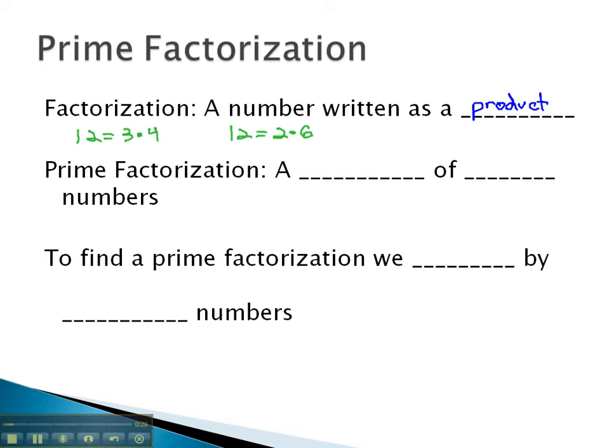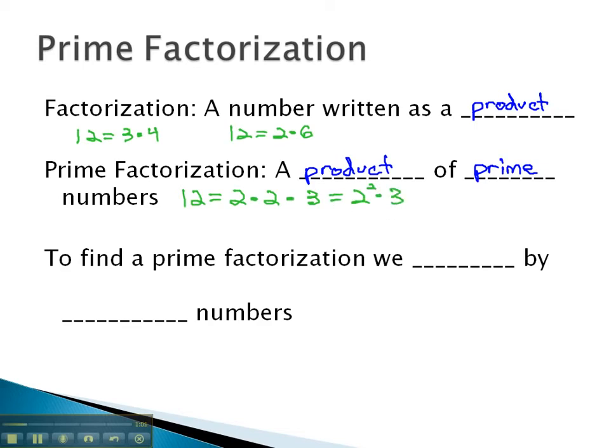What is particularly interesting to us, especially as we work with fractions, is this thing called the prime factorization. A prime factorization is a product of prime numbers. And every number has one unique prime factorization. To write 12 as a product of prime numbers, we would write it as 2 times 2 times 3. Or we could write it as 2 squared times 3.